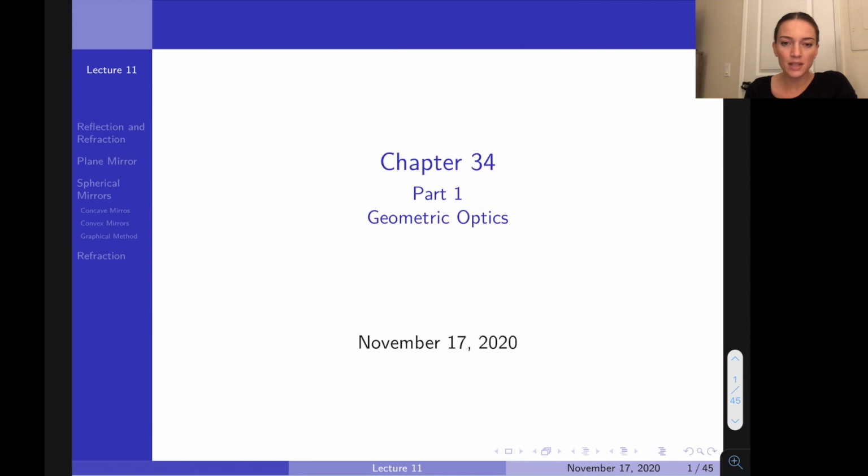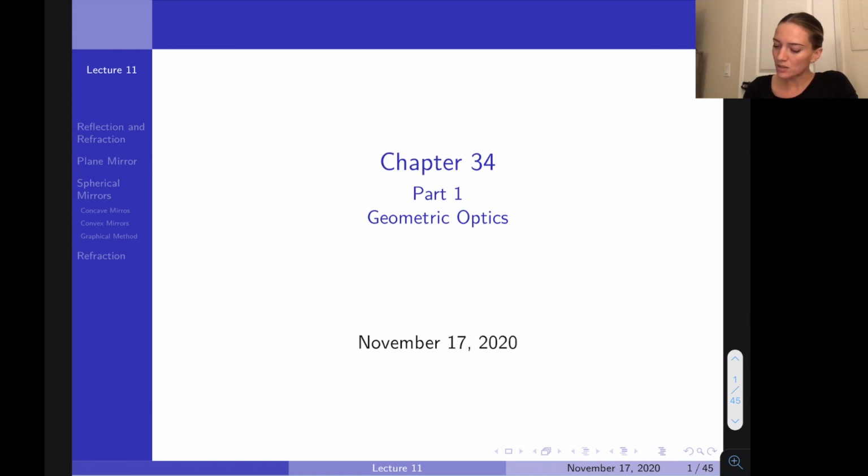So I personally think that the geometric optics chapter is the hardest just because there's a lot of vocabulary to learn. And a lot of just like sign rules and stuff that aren't necessarily that intuitive. So I personally think this is at least the most memorization intensive chapter that we're going to do. So we'll see what you guys think as we get through it.